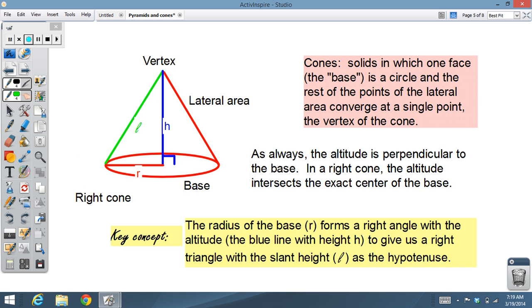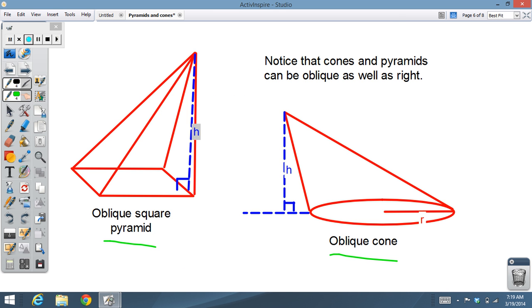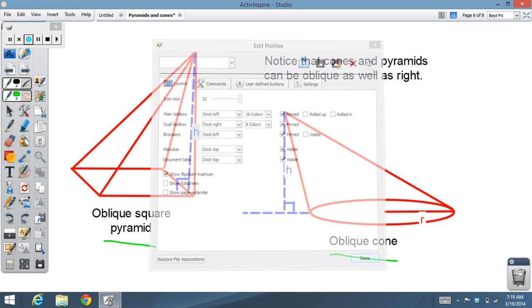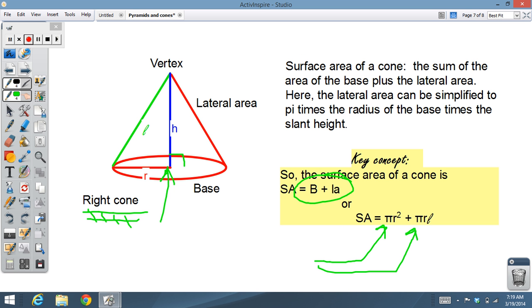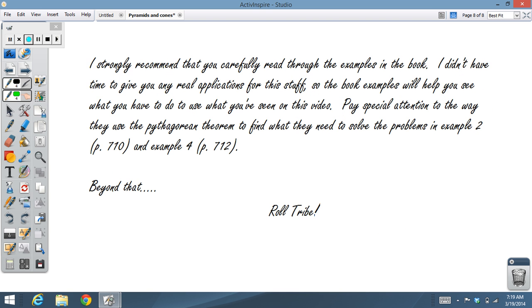So just to summarize, when we're figuring out surface area, for a pyramid, it's base plus 1/2 perimeter times the slant height. For a cone, we have the area of the base, which is pi r squared, plus the lateral area, pi times r times L, the slant height.